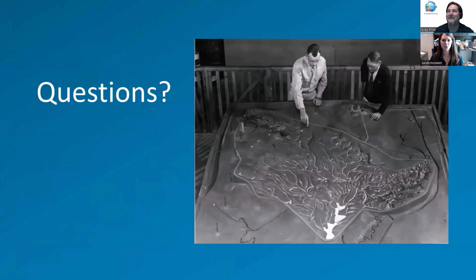This was the original picture of what General Raybould wanted to have, and that would have been from the true headwaters all the way down to the Gulf. Wow, well, that is fascinating.